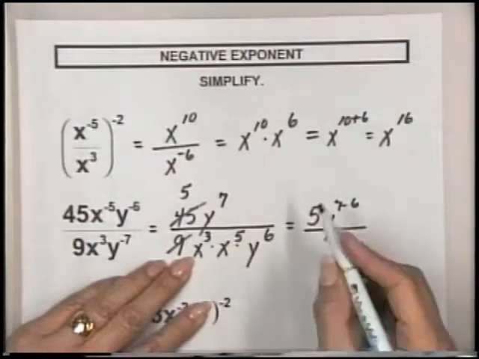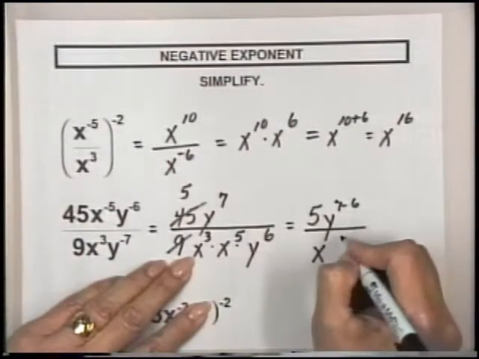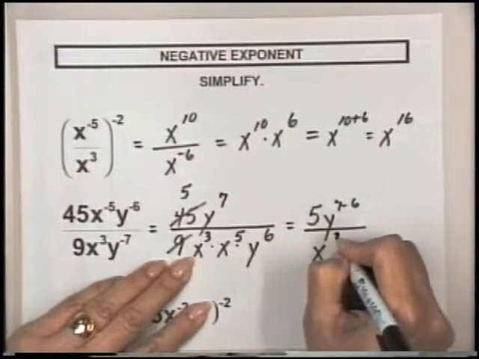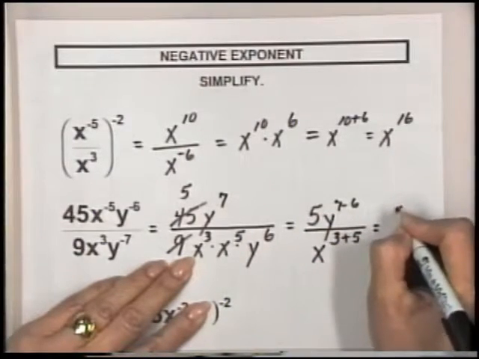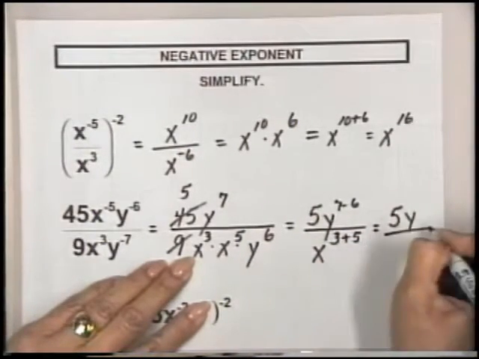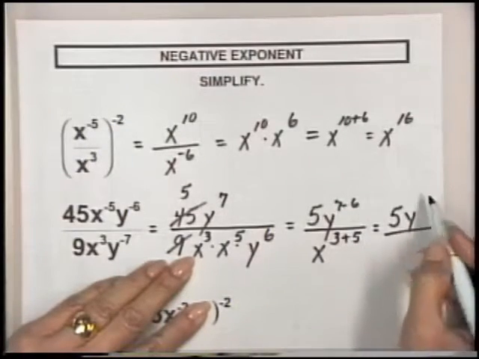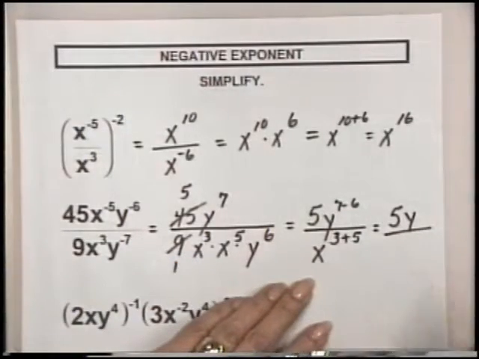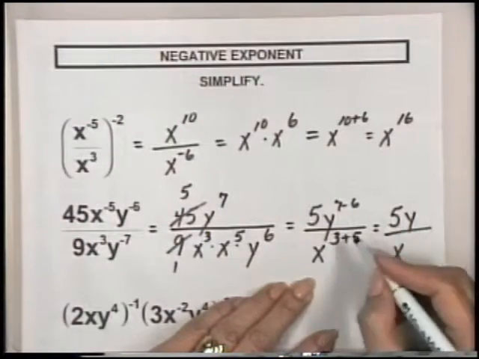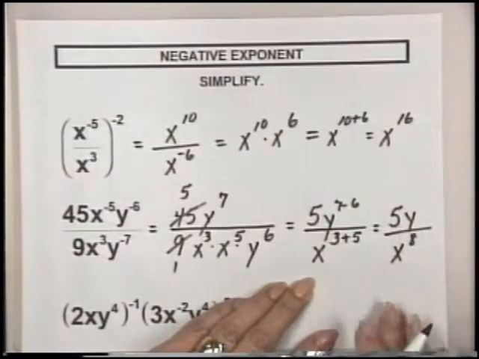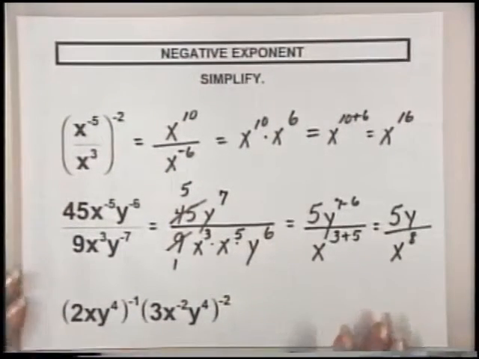In the denominator, I am multiplying x cubed times x to the 5th. When I multiply like bases, I add the exponents. I will say x to the 3 plus 5. My result is 5 times y. 7 subtract 6 would be 1. I don't need to write the exponent of 1. In the denominator, I'll have x to the 3 plus 5 is 8.